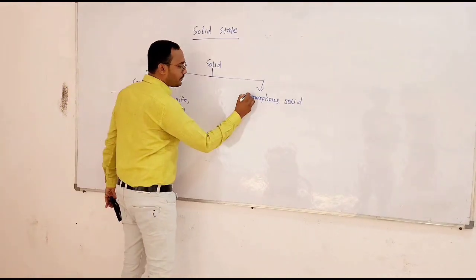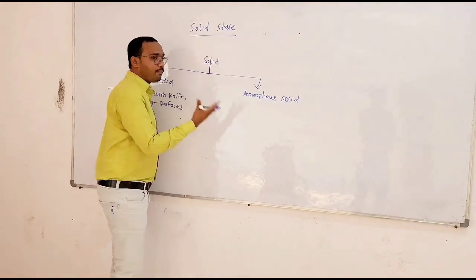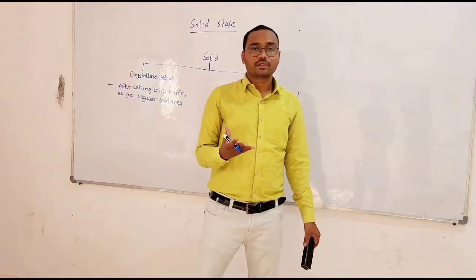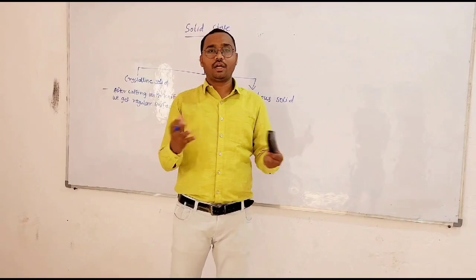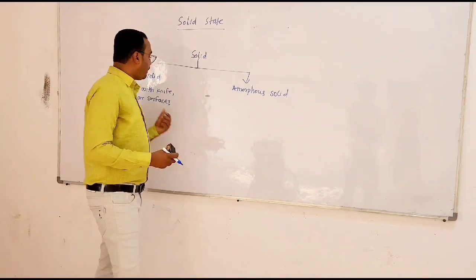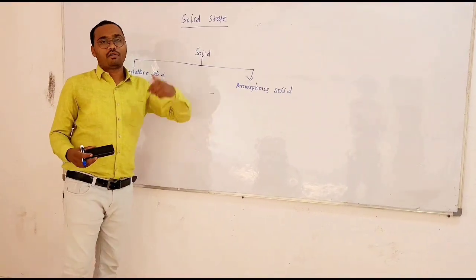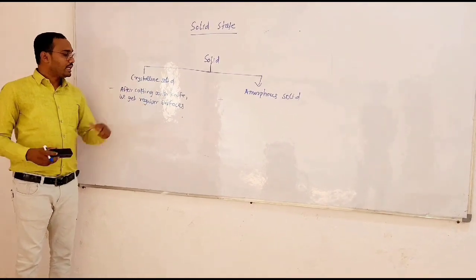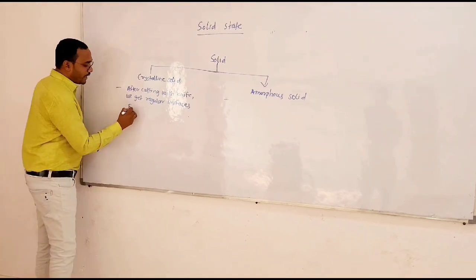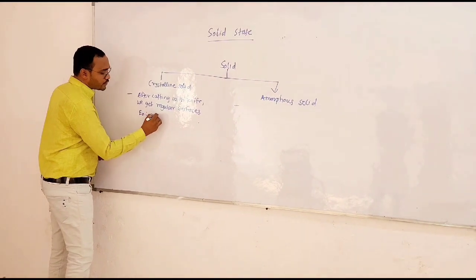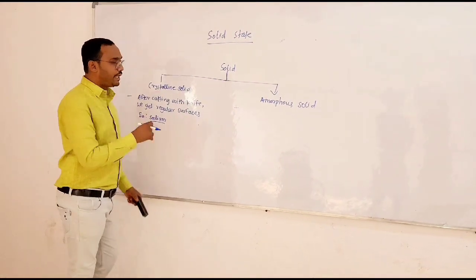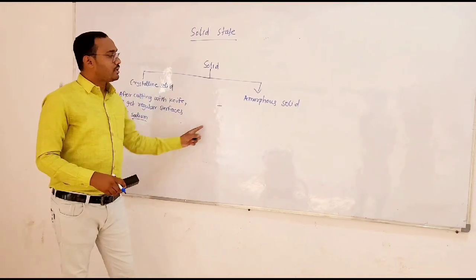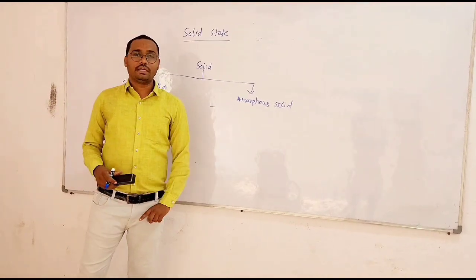But in case of amorphous, total opposite. You take the example of like wood. If you break a wood or cut a wood, you won't get a proper regular surface in amorphous solid. But in crystalline solid, you will get a proper regular surface. Take an example of sodium. If you cut a sodium with a knife, you get a very regular and smooth surface. But this does not happen in case of amorphous solid.